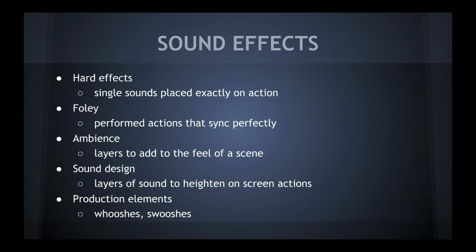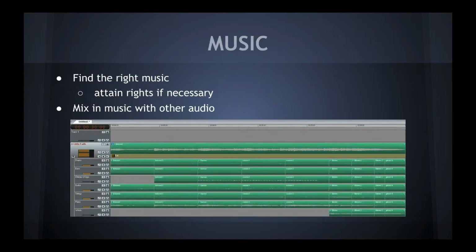Sound effects. There's hard effects, which are single sounds placed exactly on action. Foley, which is performed actions with the sync perfectly. A good example of Foley is using a piece of celery and breaking it for the sound of someone breaking their leg, and it works really well. Ambience, layers to add to the feel of a scene. Being too sterile will make people go, this does not feel like reality. So there's always a little bit of ambience in there. Sound design, which is going to be layers of sound to heighten on-screen actions. And then production elements like whooshes and swooshes, which can also be transitions.